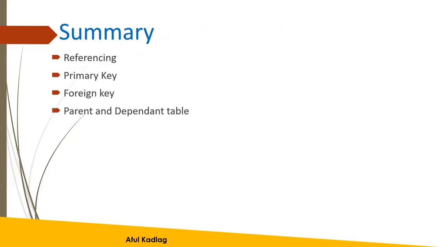In summary, we have seen what referencing is, how referencing is decided based on the business rules, what a primary key is, what a foreign key is, and what the parent and dependent tables are. So that is something which we have seen.